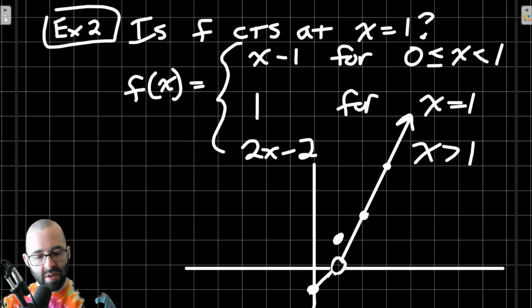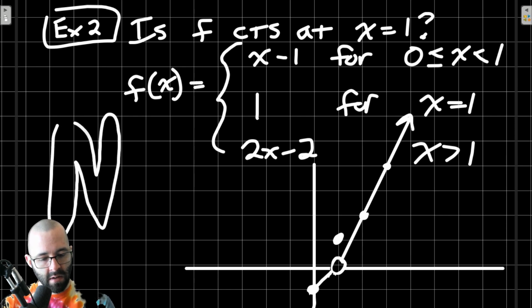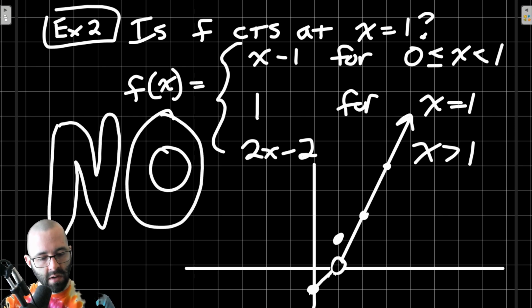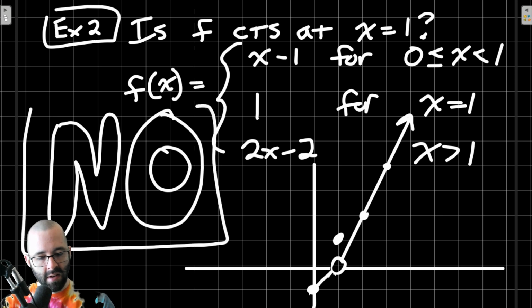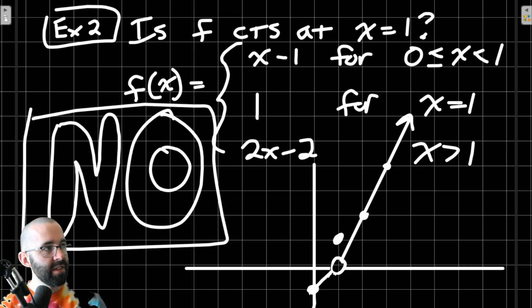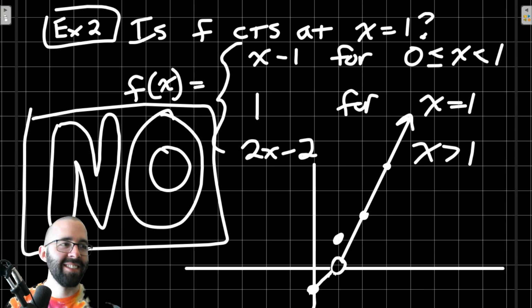Our answer is just going to be a big, fat no. There we go. Very enthusiastic answer, because we are very enthusiastic about math. At least some of us are. At least one of us is. All right, not continuous.